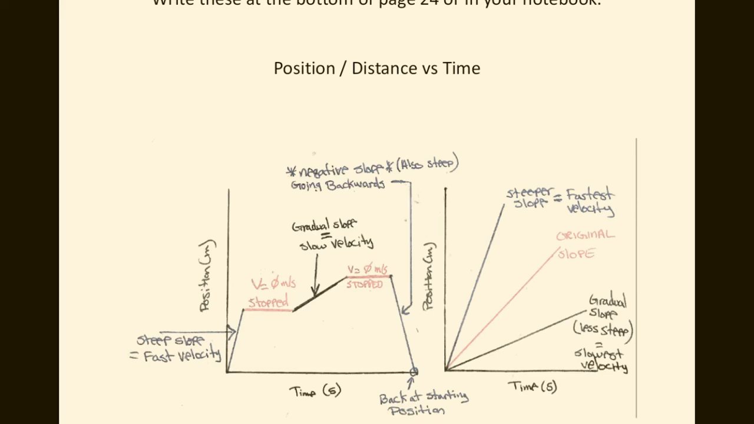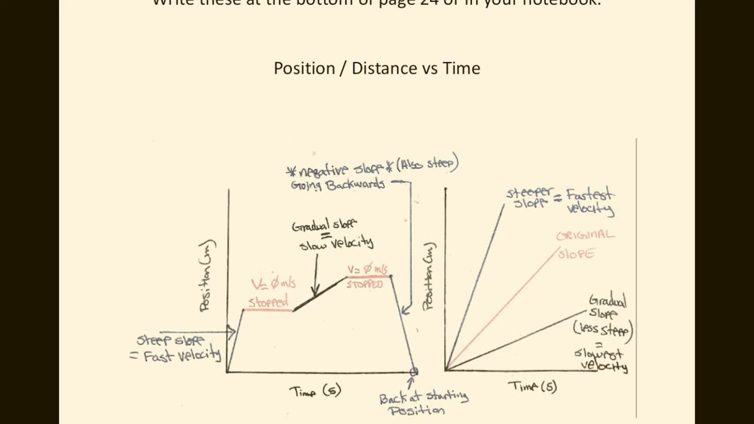Now, on the right-hand side, we have the different types of slopes that we would see. The very first line on the left, that's got a very steep slope, that's going to have the fastest velocity. That's faster relative to what's considered to be the original slope in the red in the middle. And compared to the red in the middle, the one below it would be considered a gradual slope or less steep. And that would mean that you've got the slowest velocity.